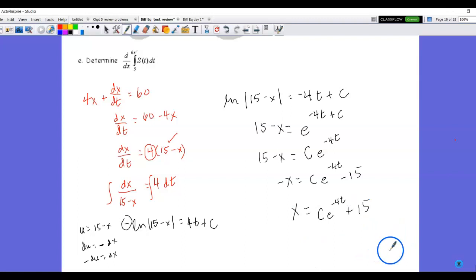That is the solution to the differential equation. Hope this helps.